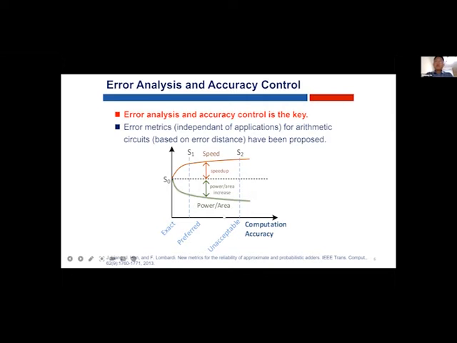To perform the error analysis, a number of error metrics have been proposed for arithmetic circuits, like approximate adders and multipliers, which are defined based on the error distance. Actually, it is the Hamming distance between the exact result and the approximate result.